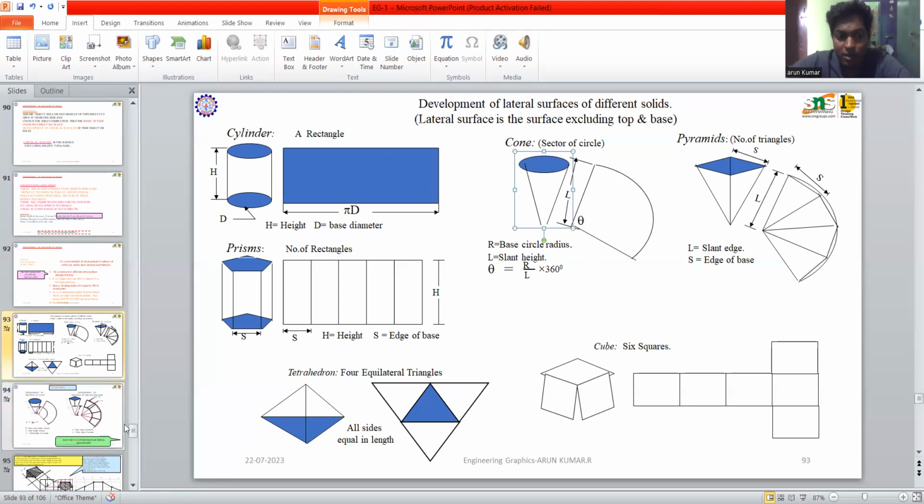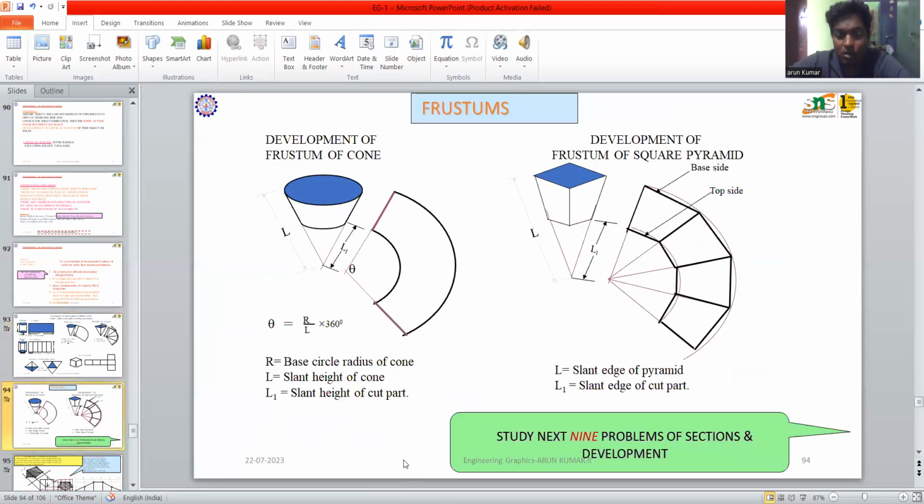Then we move on to the next topic, the frustum, which is under the cutting sections. For the development of the frustum of a cone, first look at a cone. I cut the cone at a particular length, L1, from the vertex. You have to mention that in your development. First, measure the slanting length of the given cone, fix the center point and draw the curve. After that, the remaining portion of the given solid's development also has to be shown in the development area.